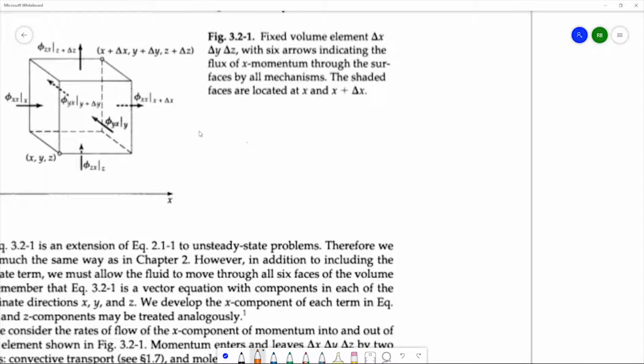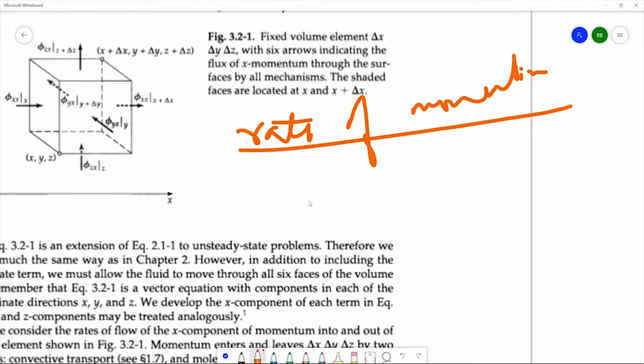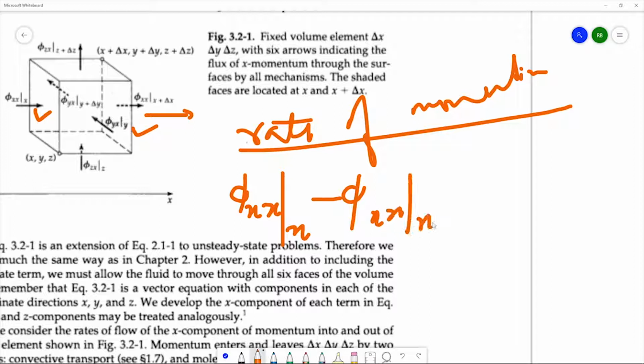Okay, we'll come to that later. First do the rate of momentum in, right? So what is the rate of momentum in this direction? We have phi xx, x momentum transfer in x direction at what face? This is the x face, right? And what is this? X plus delta x face. So this is out. X plus delta x, right? In minus out.